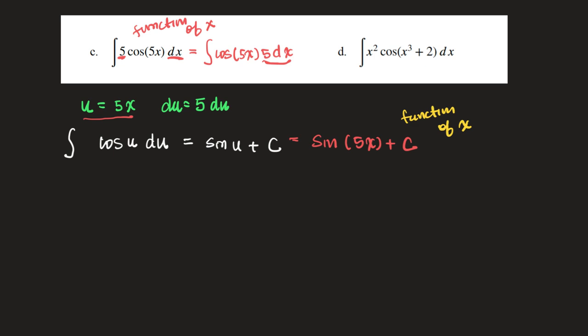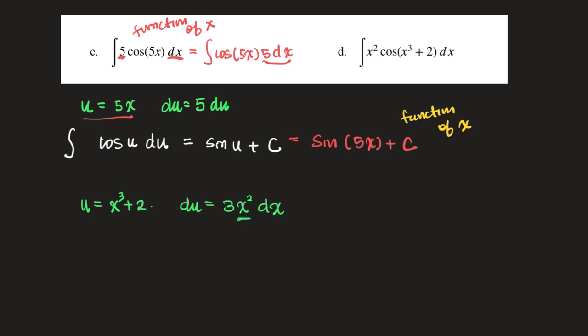How about the second one? Did you try the second one? What is the inside function here? x cubed plus 2. Very carefully you pick the u, the inside function. Someone's thinking about x squared, but it's not. u equals x cubed plus 2, du is going to be 3x squared dx.